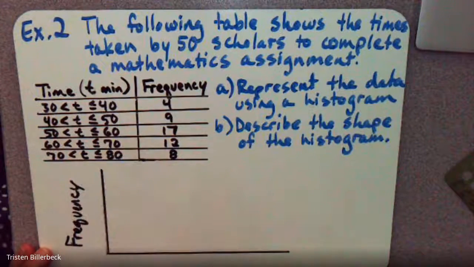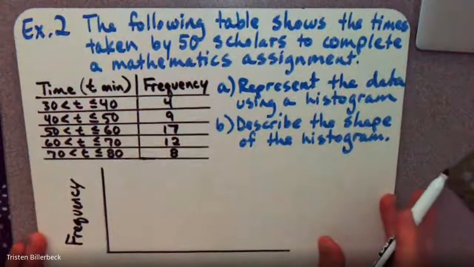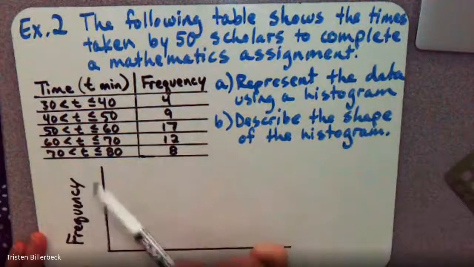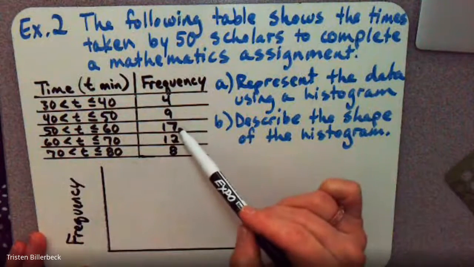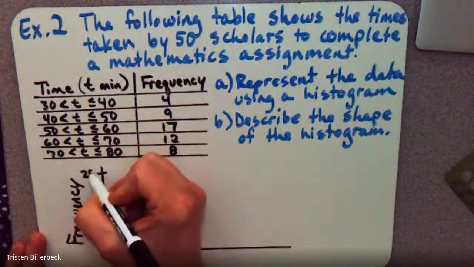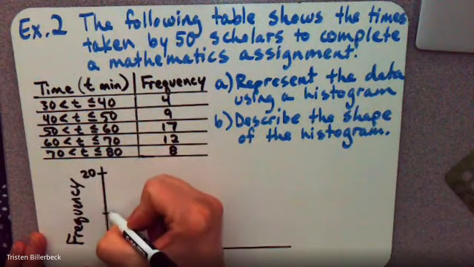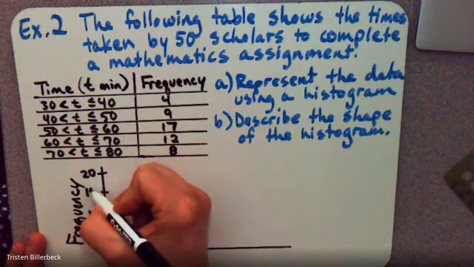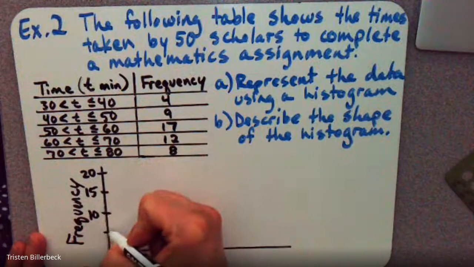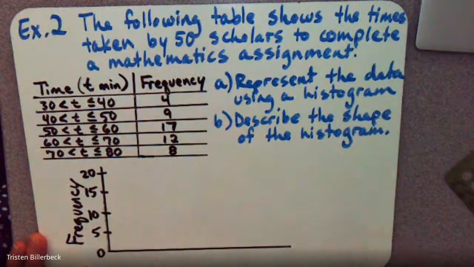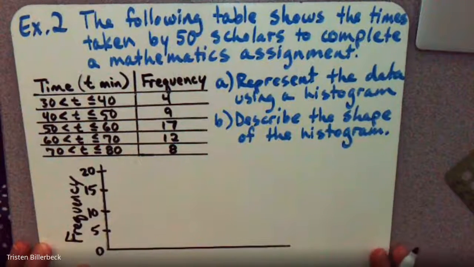Now we have to be somewhat strategic when sizing our histogram. So we see we're going to do frequency here, and the biggest number is 17. So let's put 20 up top and split it in half. So we have 10. Then we'll split this in half again to have 15, and half again at 5. And then this will be 0. Okay, so that's how we make it so it looks pretty even. You just keep splitting them in half.